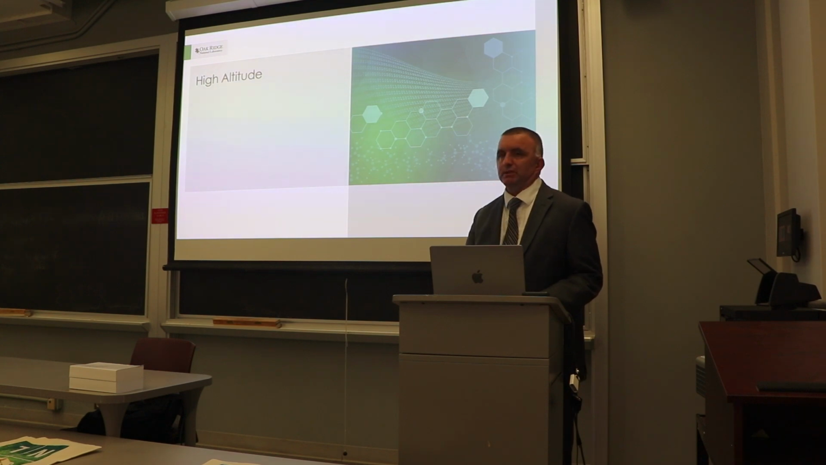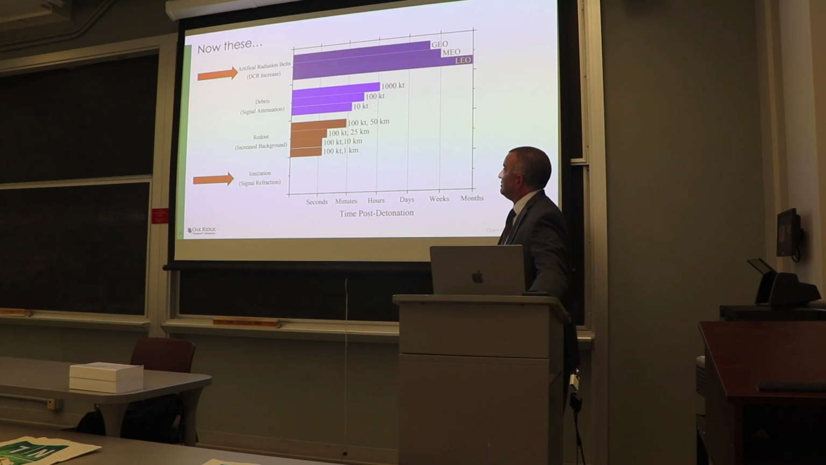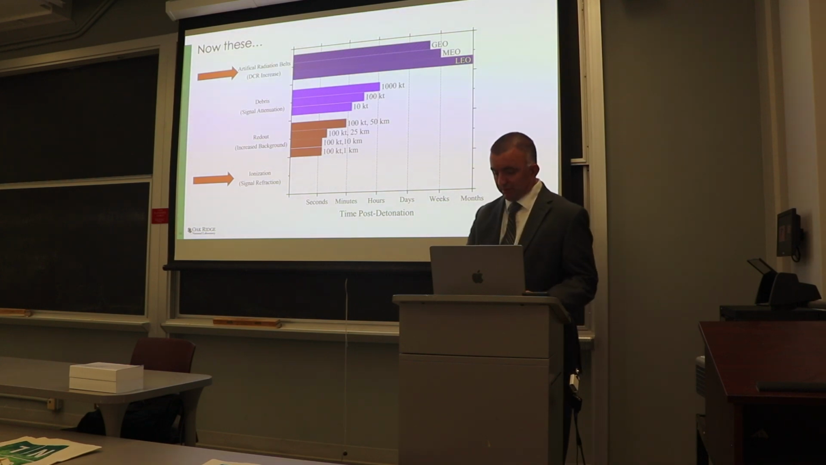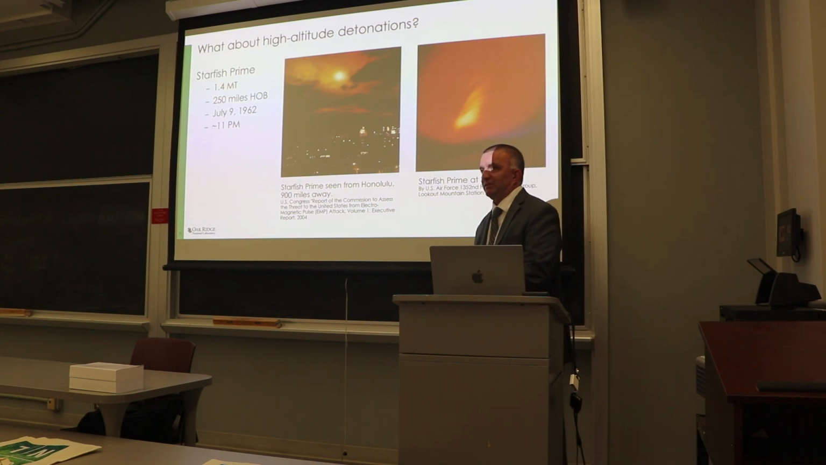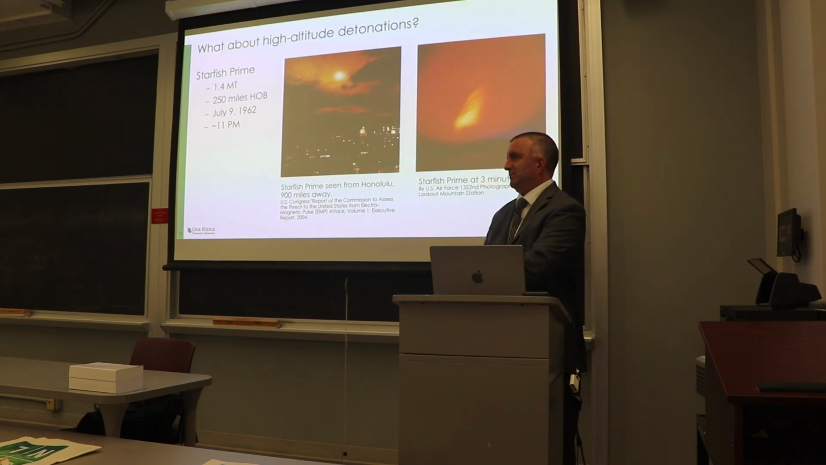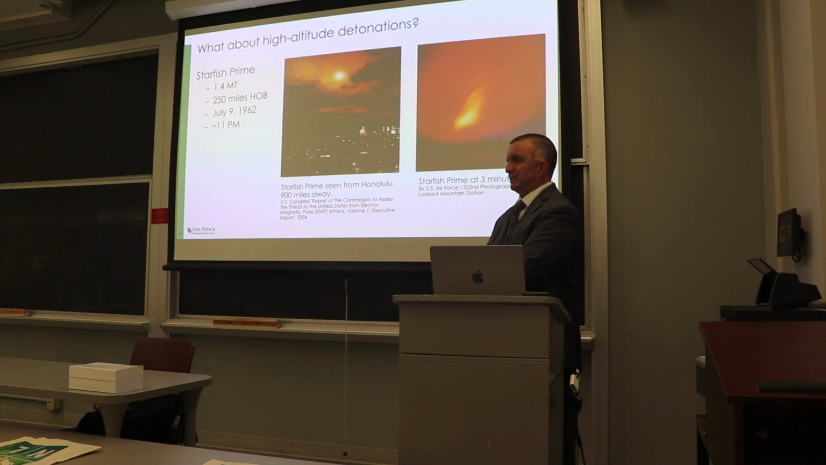And then probably the most fun ones are the high altitude ones. So we'll handle both of these little bars here, starting with the bottom one. Okay, so high altitude definition, Starfish Prime. If you ever want to fall down a Wikipedia rabbit hole, this is the one to do. This is one of the most fascinating tests I think have ever been done. So 1.4 megatons, 250 miles high to burst. And that's the definition of high altitude.